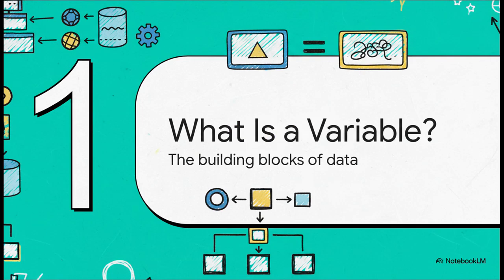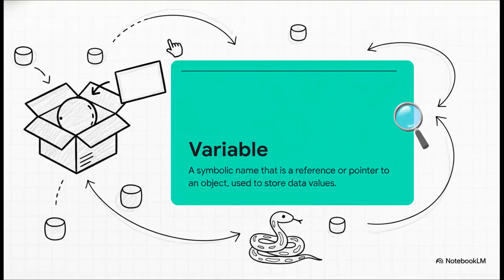Okay, so let's start at the very beginning. What is a variable, really? Probably the best way to picture a variable is to think of it like a labeled container, a box, right? You put some data inside, like the number 10, and then you slap a label on the outside of the box, something like score. From then on, anytime you need that number, you don't have to remember the number itself. You just ask for what's in the score box. It's a super simple way to keep track of all your data.